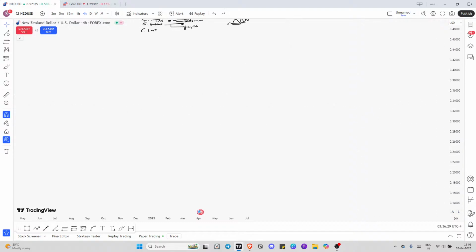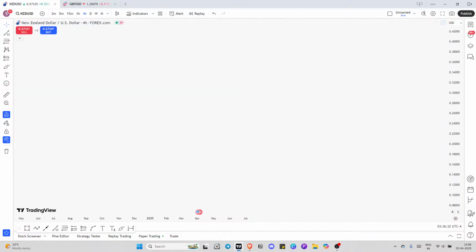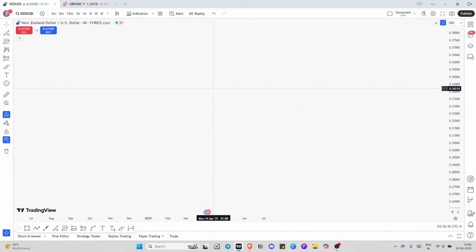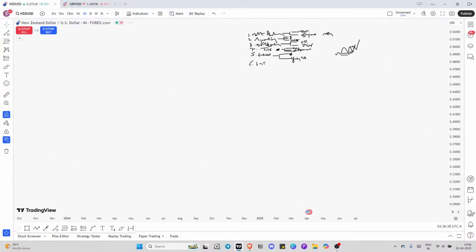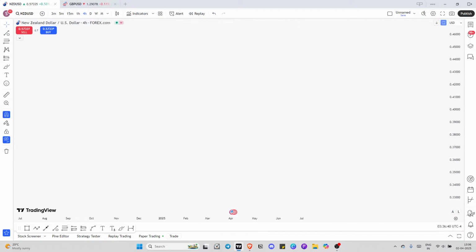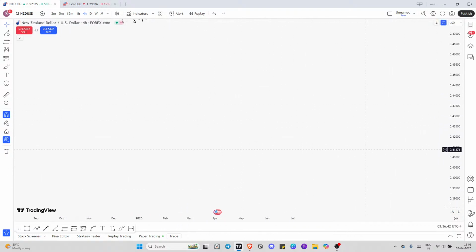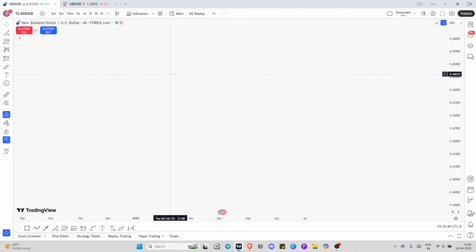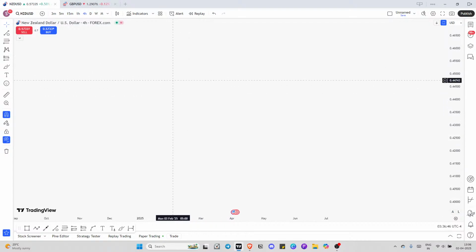Understand how the algorithm is, and how the market makers move the market, and how we can follow the footprints so we can catch the move, right?